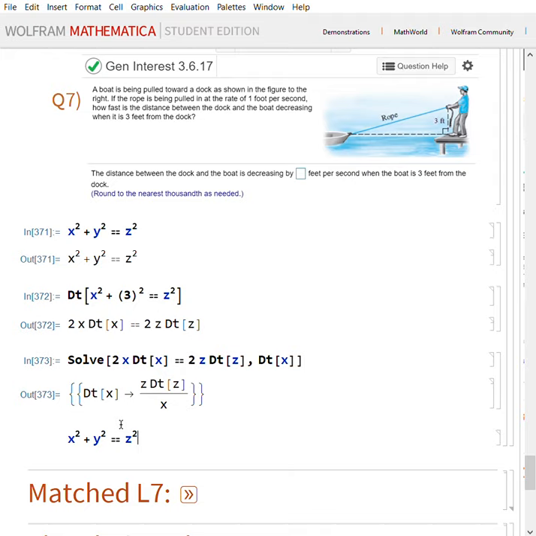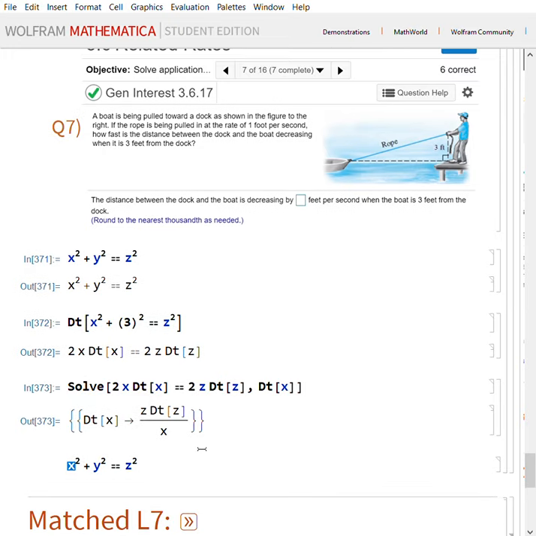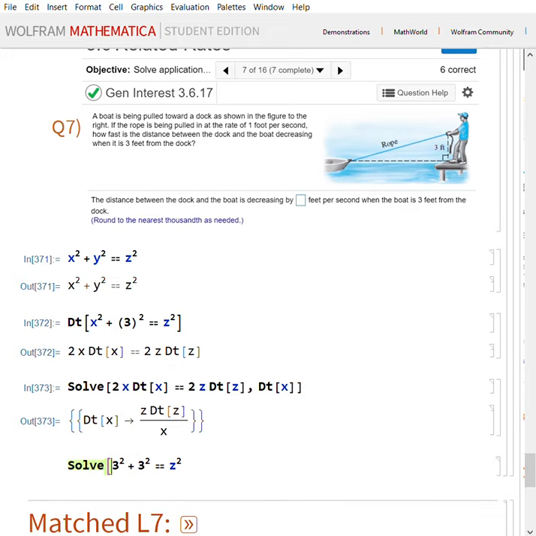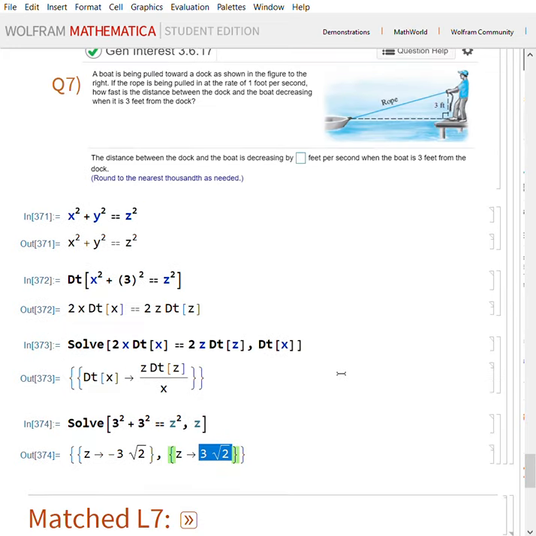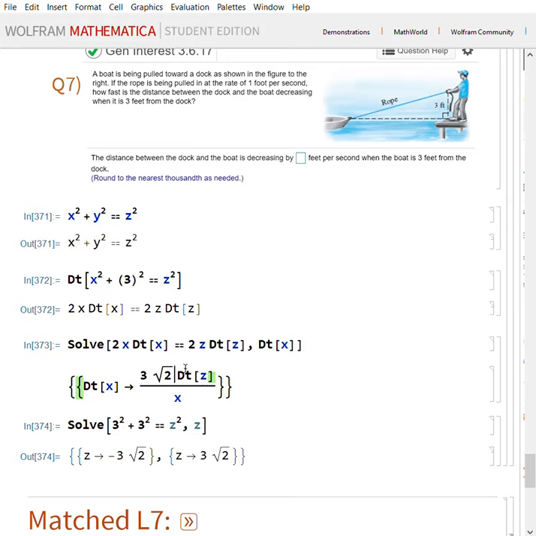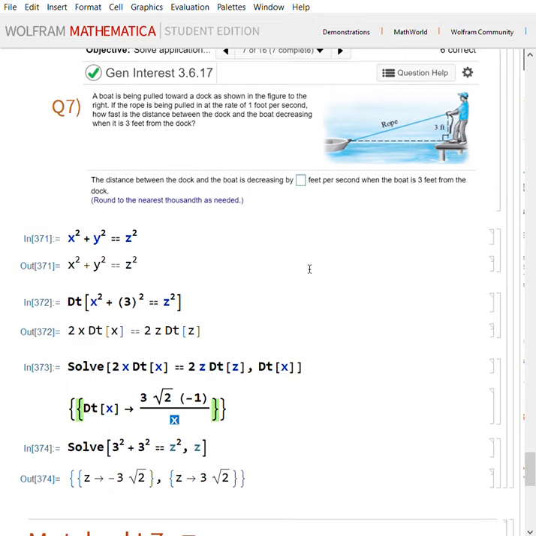We're going to take our original equation, and we're going to try to find the value of z. As we said, we know that the value of x is 3 from the question. This is what they're saying when the boat is 3 feet away from the dock, so it is 3 for the x. The y from the graph is also 3. So 3 squared plus also 3 squared equals z squared. Solve it for z, and you get this. So take the value of z, substitute it here, and then the differential of z, as we agreed, is being pulled at a rate of 1 foot, so negative 1. And we know that x is 3.